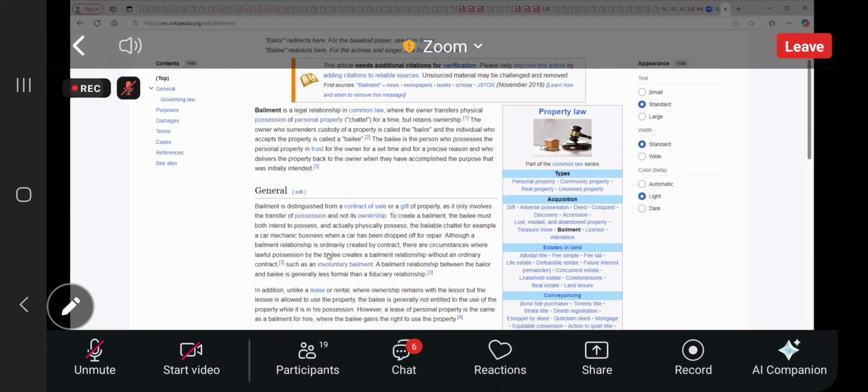Although a bailment relationship is ordinarily created by contract, there are circumstances where the lawful possession of the bailee creates a bailment relationship without an ordinary contract, such as involuntary bailment. A bailment relationship between the bailor and the bailee is generally less formal than a fiduciary relationship.